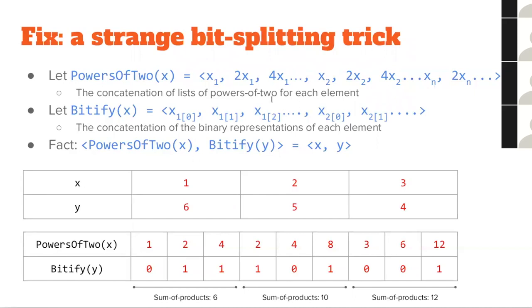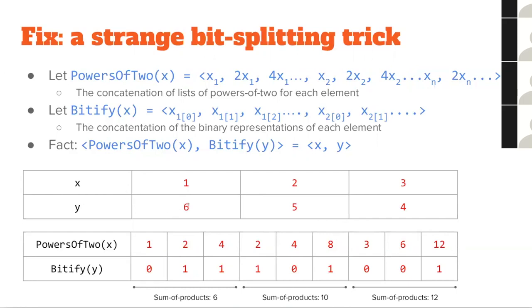Then you have this identity: the dot product of powers of 2 of x together with the bitify of y equals the dot product of x and y. To show this visually, I have an example. If x is 1, 2, 3 and y is 6, 5, 4, then powers of 2 of x: 1 turns into 1, 2, 4, 2 turns into 2 times 1, 2, 4, so 2, 4, 8, and then 3 turns into 3, 6, 12.